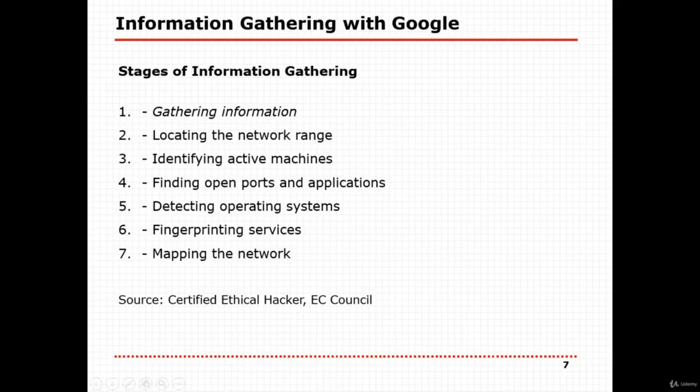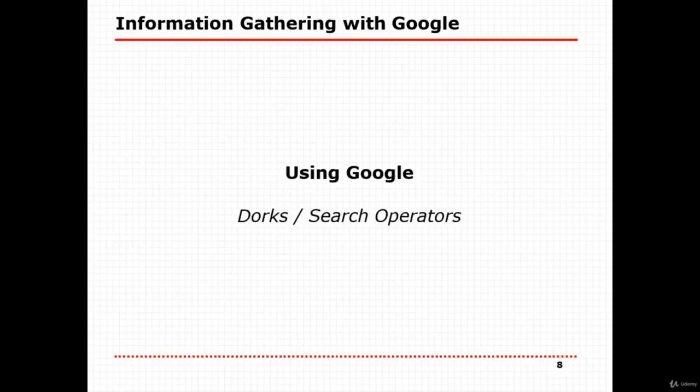So, information gathering with Google. The stages of information gathering are gathering information, locating the network range, identifying active machines, finding open ports and applications, detecting operating systems, fingerprinting services, and mapping the network. So we will use Google dork search operators.